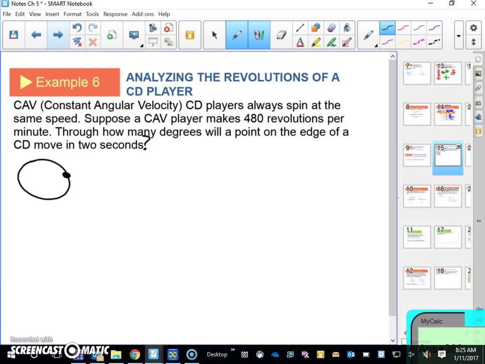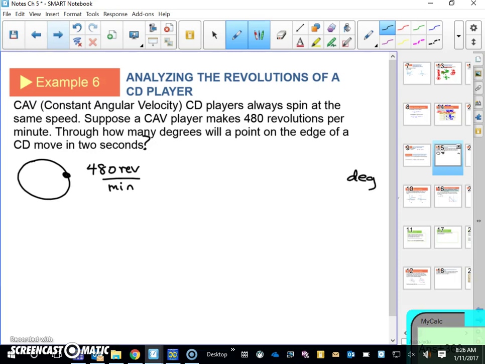Now, there are multiple ways of doing this problem. Here's the way I see to do it. Start with the number that they give you. The only number they really give you is 480. So I start with 480 revolutions per minute. I like to set this up as a unit analysis problem. If I look at the units, sometimes the units can guide me to my answer. I need to end up at degrees, right?